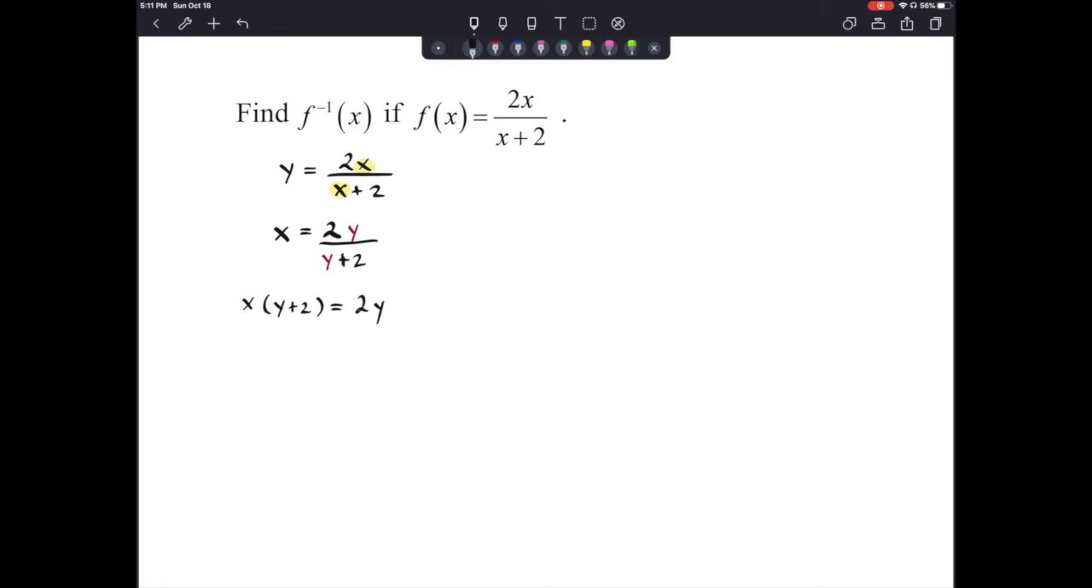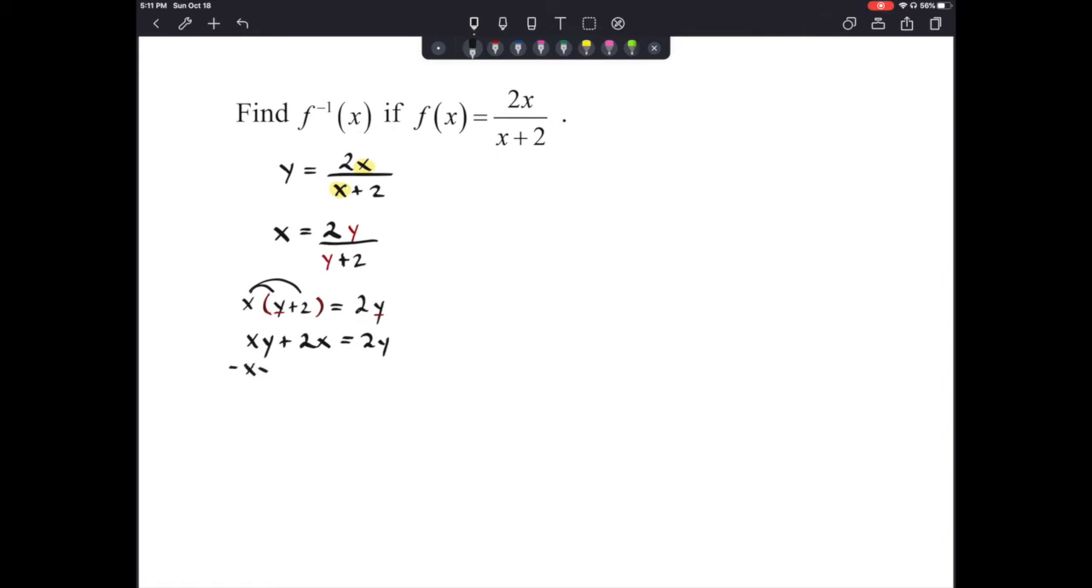And because we have a y inside our grouping symbols and a y over here, and we're trying to get y by itself, we have to find a way to combine those. So we need to break this y out of the grouping symbols, and the way we're going to do that is just distribute the x through. We have xy plus 2x equals 2y.